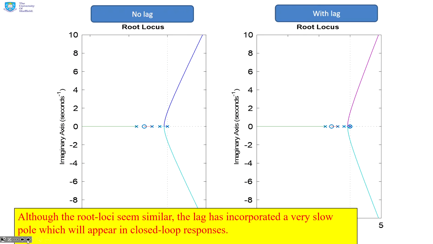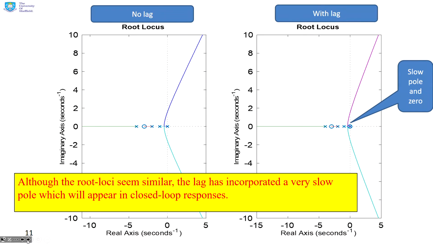So here are the root loci before and after. And what you notice is they both look very similar. They've got very similar shapes, but the difference is that with the lag, you've got this slow pole and zero very close together. It does have a slight effect on the root loci, but not a huge effect.